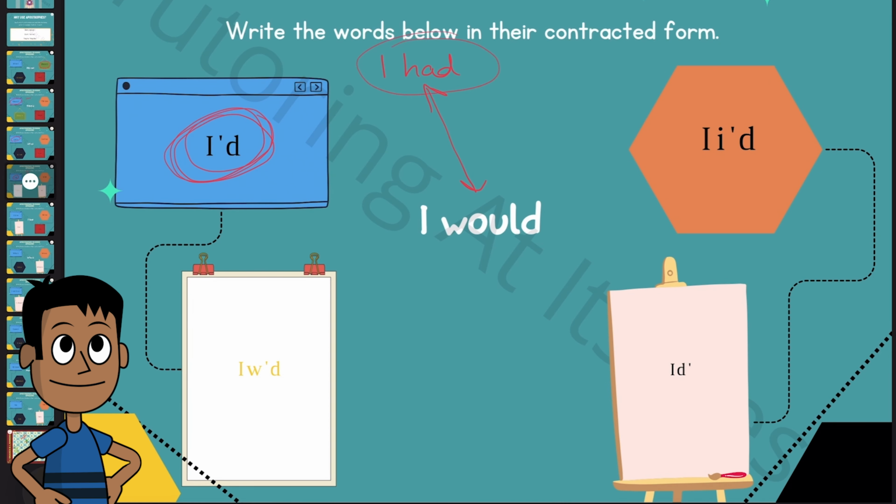So in sentences like, I'd already finished my assignment, I'd is a contraction for I had. So here it refers to the past action that was completed. And this second interpretation is for I would. So in sentences like, I'd love to join you, I'd is a contraction for I would. So in this context, it indicates a willingness or desire to perform a future action. So the surrounding words and the overall context of the sentences help clarify whether I'd stands for I had or I would. So pay attention to the tense and the flow of the sentence.